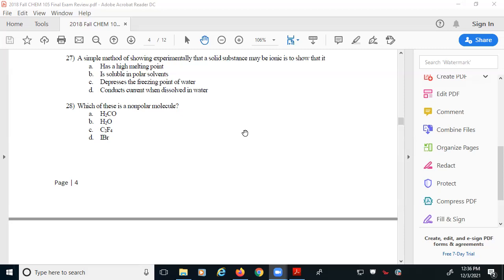Now, based on formula, we can eliminate two options. There is no way that a molecule with three different elements in it is going to be completely symmetrical. There is no way that an element that has one bond and the two elements on either side of the bond are different is going to be symmetrical either. So it comes down to water versus tetrafluoroethene.